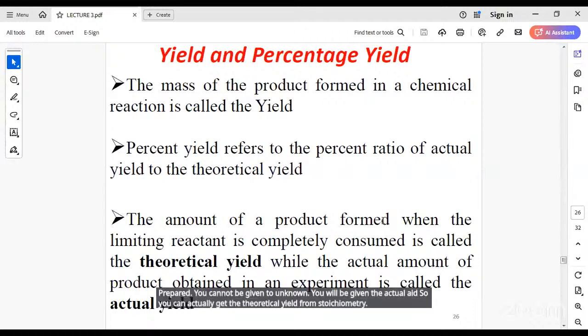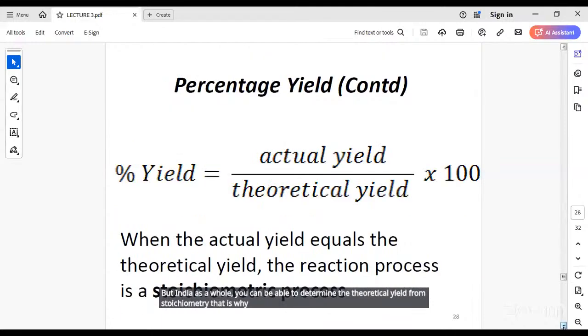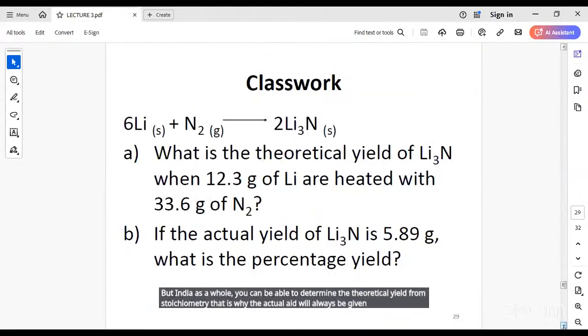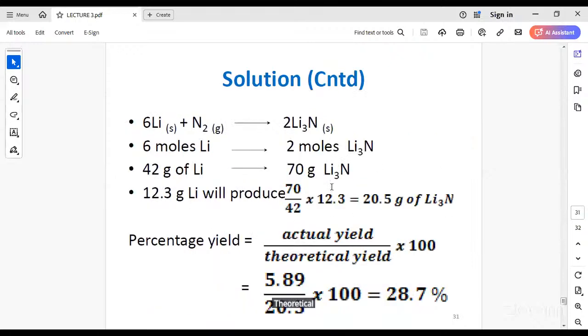Because in an exam, you are not carrying out the reaction in the exam hall. So we've already carried out the reaction and we'll give you the actual yield. But in the exam hall, you can determine the theoretical yield from stoichiometry. That is why the actual yield will always be given. It is the theoretical yield that you are going to determine from stoichiometry.